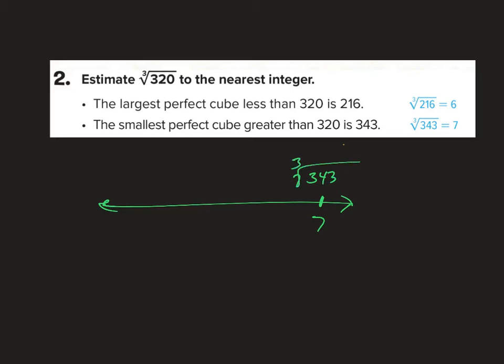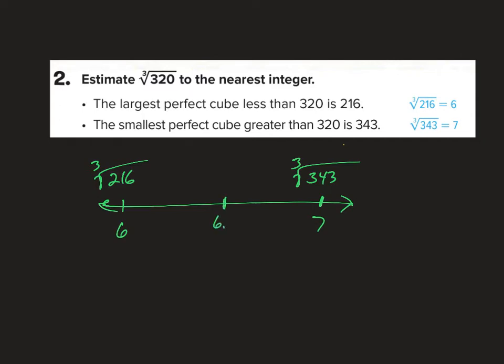So the cube root of 343 is 7. And 6 cubed is 216, and the cube root of 216 is 6. So I'm trying to figure out which one of these values the cube root of 320 is closer to.